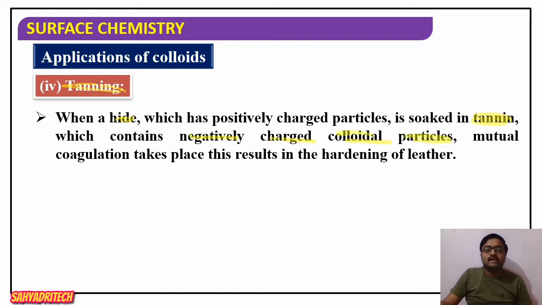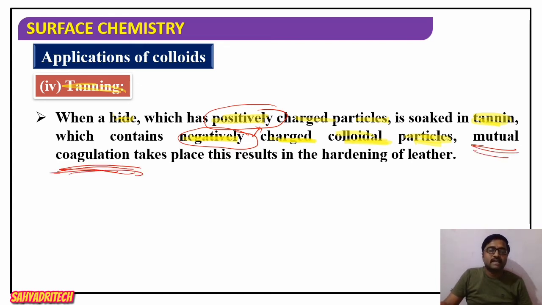Animal hide has positively charged particles. Tannin contains negatively charged colloidal particles. One is positively charged, the other carries negatively charged particles. Due to this opposite charge, what happens? Mutual coagulation takes place. Please remember, in leather tanning, when hide containing positively charged particles is soaked in tannin with negatively charged particles, it leads to mutual coagulation. It results in hardening of the leather.